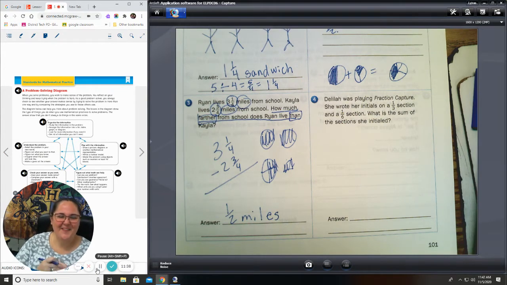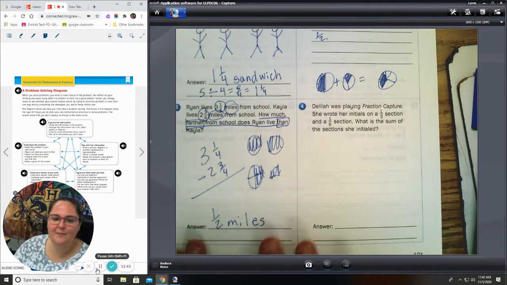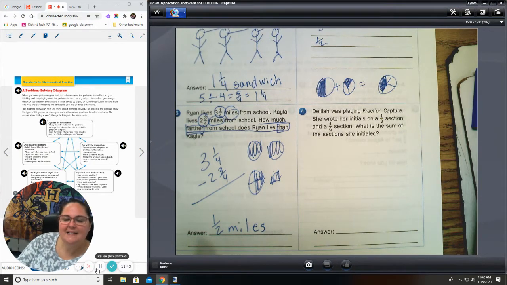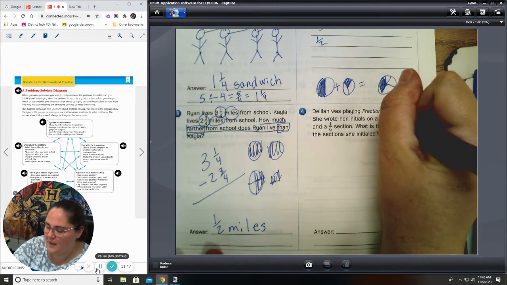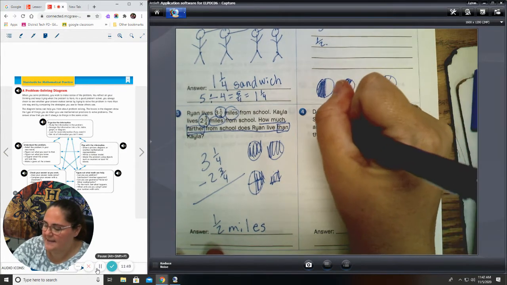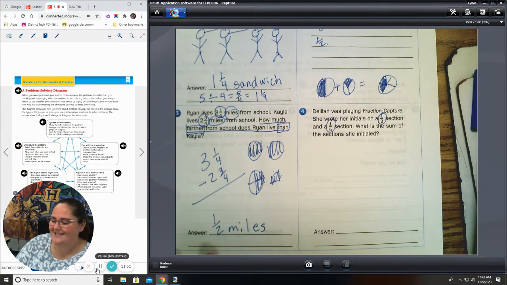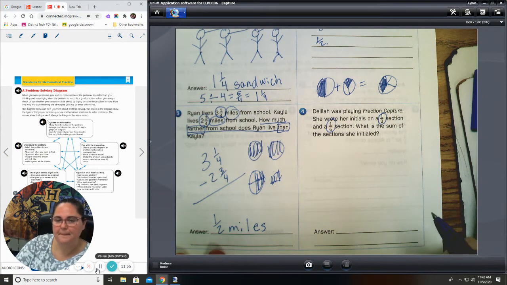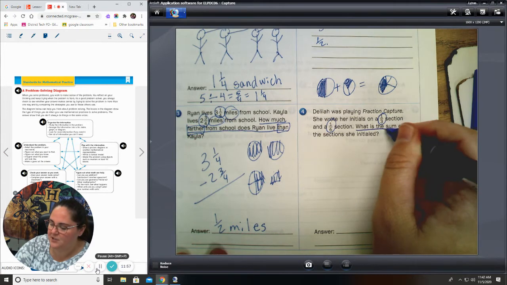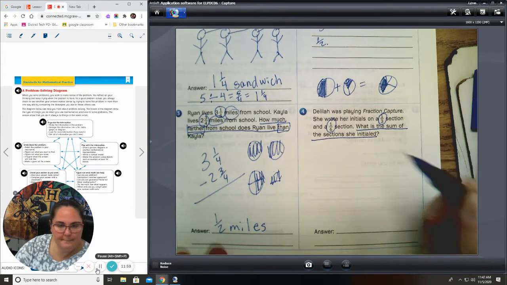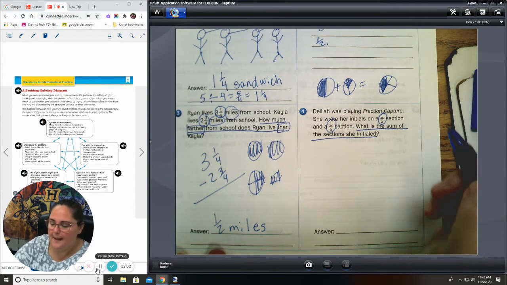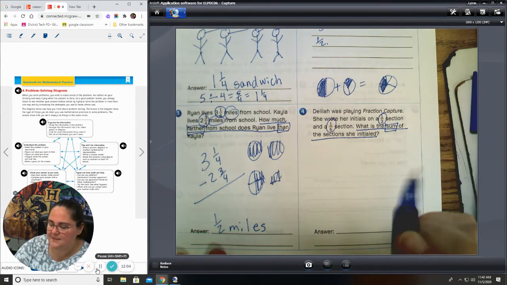There you go. All right, number 4, circle important numbers. Don't forget that's first. Delilah was playing fraction capture. She wrote her initials on a section for 1/3 and 1/6. What is the sum of the sections she initialed? Okay. Underline the question. What is the sum? Okay, great. Box in keywords.